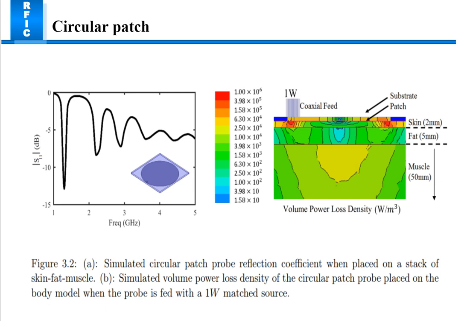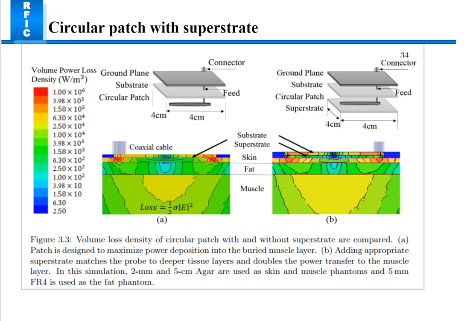Now in this, there was another design that they had used: a circular patch with superstrate. In this, the volume loss density of the circular patch with and without superstrate are compared.